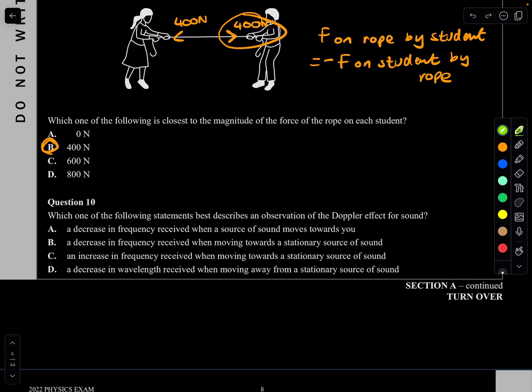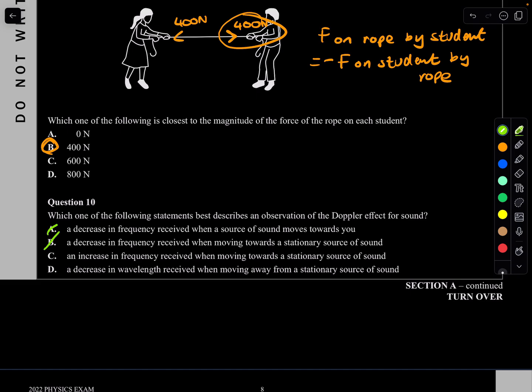Question 10. Which of the following statements best describes an observation of the Doppler effect for sound? Okay, A: a decrease in frequency received when a source of sound moves towards you. So when a source of sound moves towards you, the frequency is actually going to be increasing. Wrong. B: a decrease in frequency received when moving towards a stationary source of sound. So imagine something's making sound and it's stationary and you're moving towards it. The frequency is going to actually increase. That's also wrong.